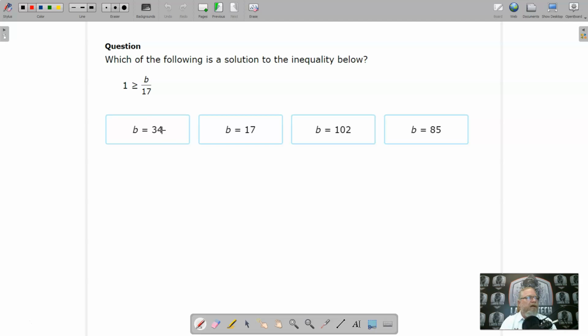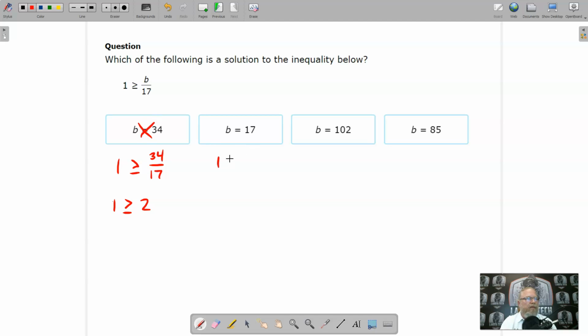Final question here. 1 is greater than or equal to b divided by 17. So we'll go ahead and substitute everything in. 1 is greater than or equal to, and this time the value of b is 34. So I'll substitute that 34 in, divide it by 17. Well, 34 divided by 17 is 2, correct? So 1 is greater than or equal to 2. Well, that's false. 1 is actually less than 2, so this one doesn't work.